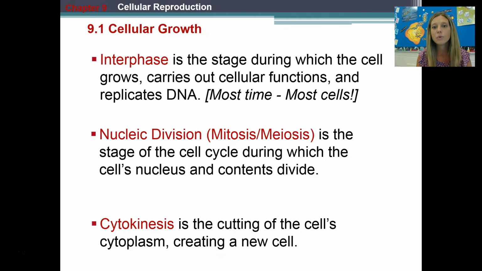This is where the cell is growing, carrying out normal cell functions, and replicating its DNA. And then the PMAT, IPMAT-C. The PMAT is the mitosis portion of the cell cycle: prophase, metaphase, anaphase, and telophase. This is where a cell is actually going to divide its contents, to divide its nucleus. And then IPMAT-C: I was interphase, PMAT was mitosis, C is cytokinesis. This is the actual cutting of the cytoplasm, which is where the new cell is created.